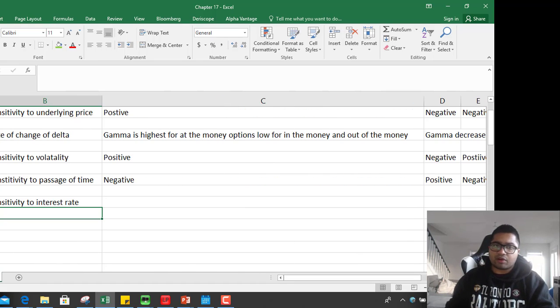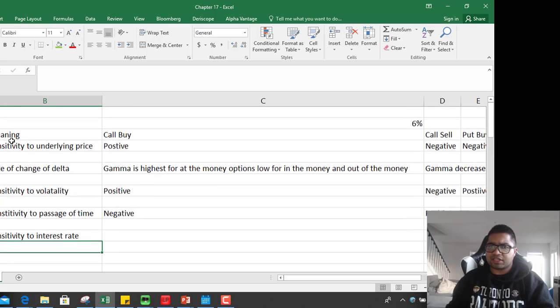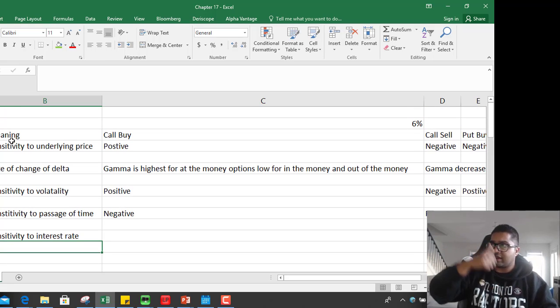Okay. Now rho is sensitivity to interest rates. It is positive for both call and put. So if interest rates go up, call and put prices go up. If interest rates go down, call and put prices go down. So based on this, just to recap, delta is sensitivity to underlying price. Underlying price moves, option price moves.